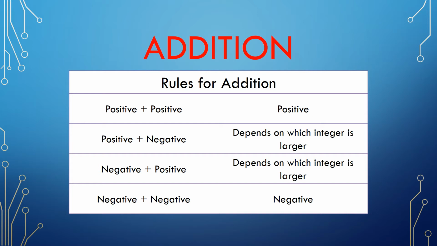Two negatives, negative sum. However, when you're working with the two signs at the same time, that is when the value of the number comes into play. So if you have a larger number being positive, that influences your answer to being positive. But if the larger number is negative, then in turn your result will be negative. Alright, so we'll look at a few examples on our next slide.